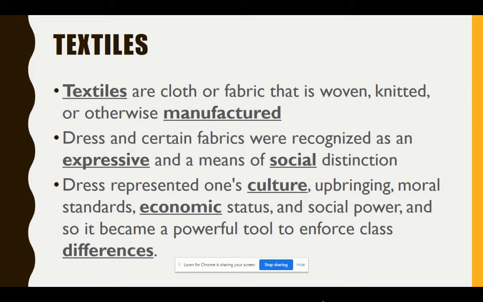Dress and certain fabrics were recognized as expressive and a means of social distinction. We still see that clothing is used as a way to express ourselves and show our personalities. People will often choose clothing based on their favorite colors, if it has logos for their favorite team.